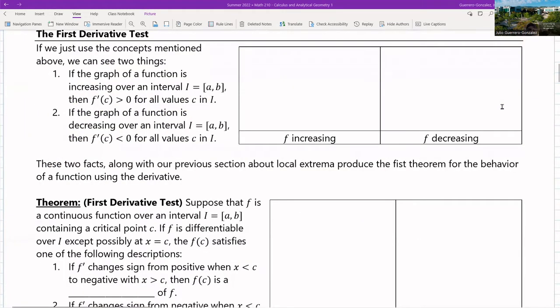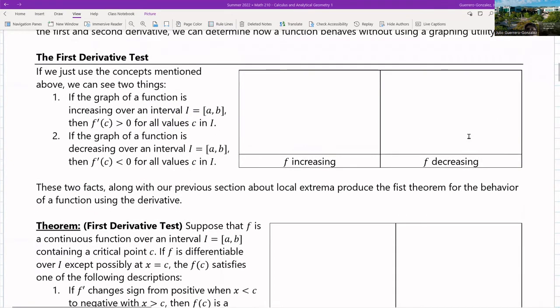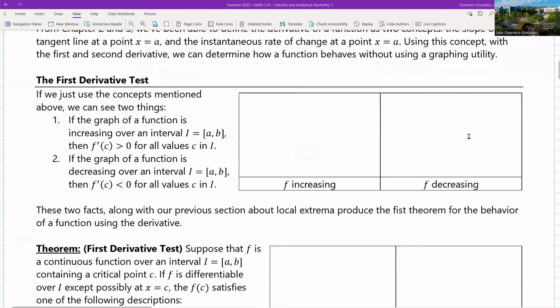So the first thing I want to do is describe the first derivative test. Some of this we've already picked up, but this is the very first time I'm formally introducing it to you. The first derivative test needs only two things: just the derivative of the graph, and whether or not it's positive or negative.